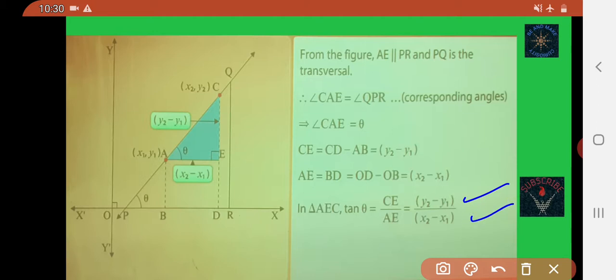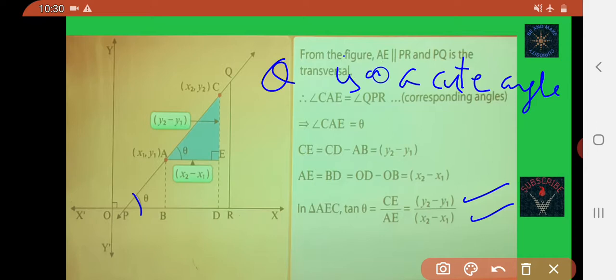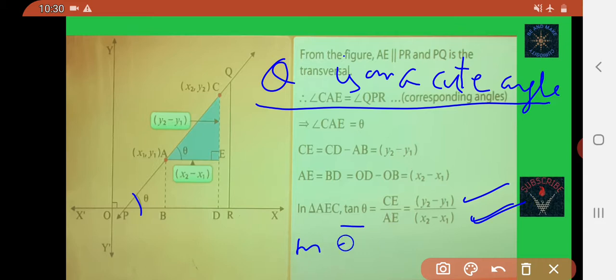When theta is an acute angle, then you can find tan theta is equal to y2 minus y1 by x2 minus x1, and this is the slope of the line when 2 points on the line are given, that is y2 minus y1 by x2 minus x1. Understood? When theta is an acute angle.